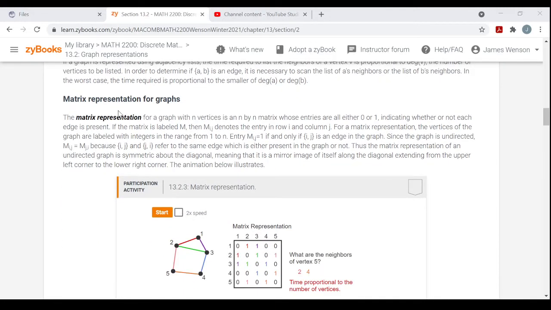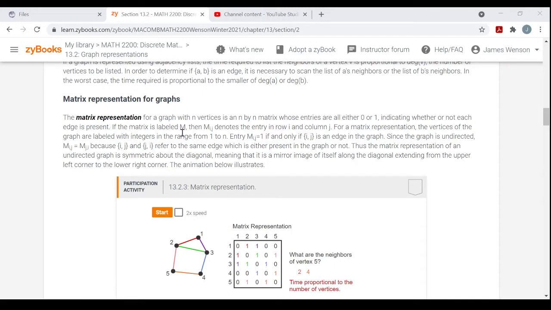All right, then this other representation. So you have these adjacency lists, which again are very easy to make. And then you have matrix representation for graphs, and this should be pretty familiar to you. The matrix representation for a graph with n vertices is an n by n matrix whose entries are all either 0 or 1, indicating whether or not each edge is present.